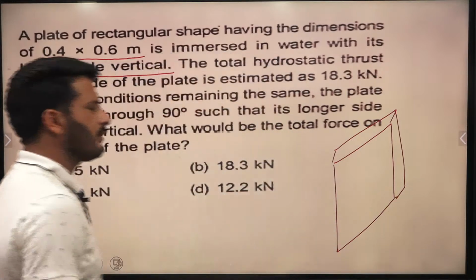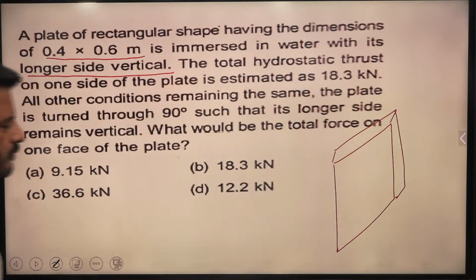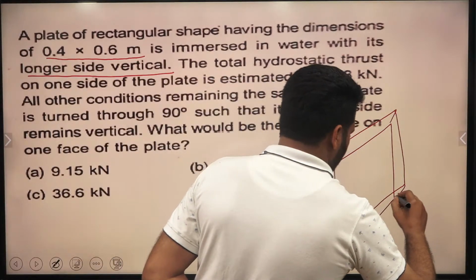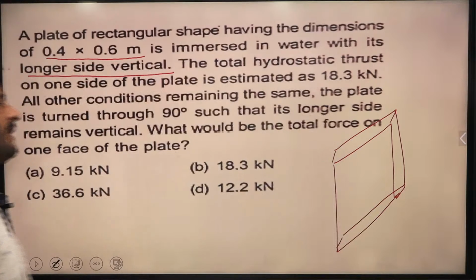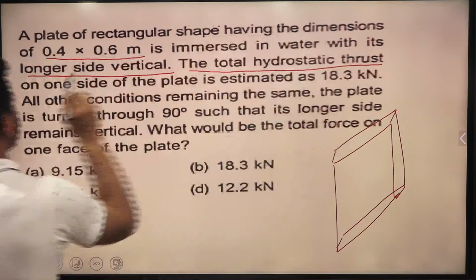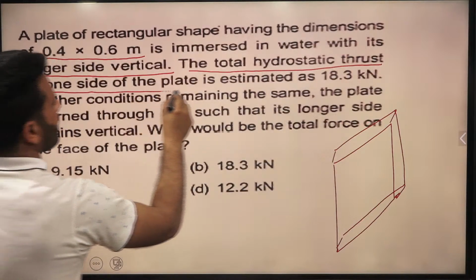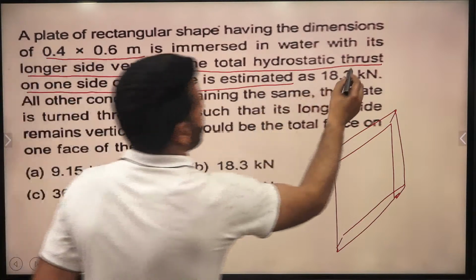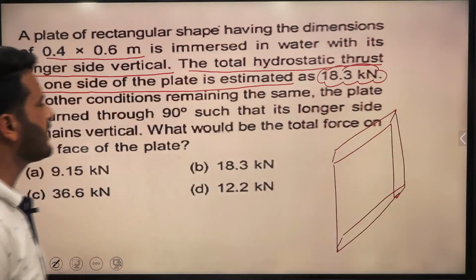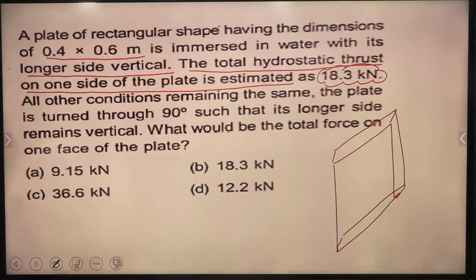Don't mind the drawing, basically I'm not so good with drawings. Okay, like this one. This is the plate. So the longer axis, or longer side, is vertical. The total hydrostatic thrust on one side of the plate is estimated as this one. This is a hydrostatic force given to us on the one side of the plate.